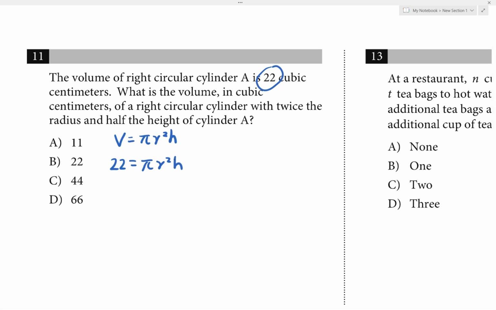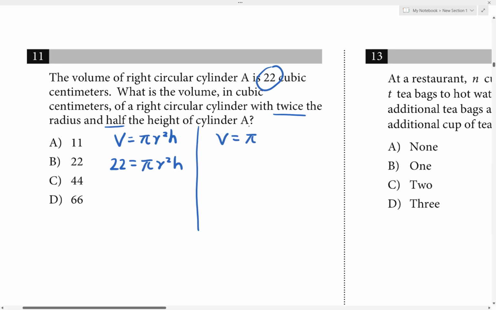So what we have now is a new cylinder, and for this new cylinder the radius is going to be doubled, so twice the radius, and the height is going to be half, so half the height. Let me just write it over here. We're trying to figure out the volume. We don't know what that is, but we know the formula is going to be the same, pi r squared h.